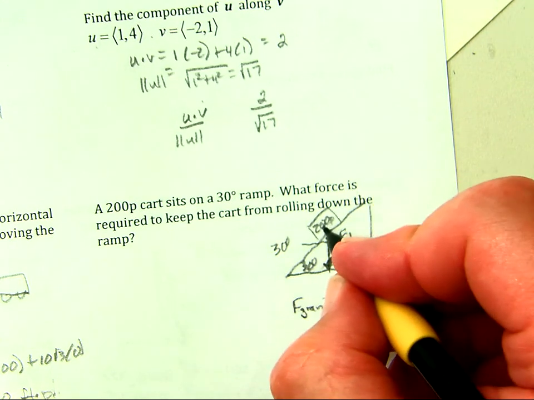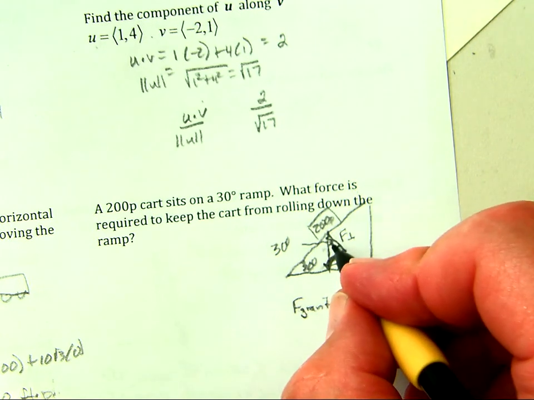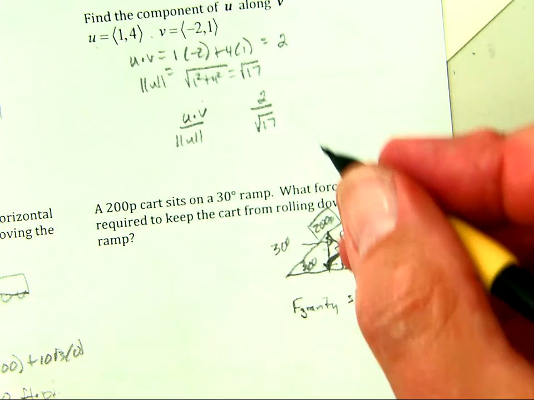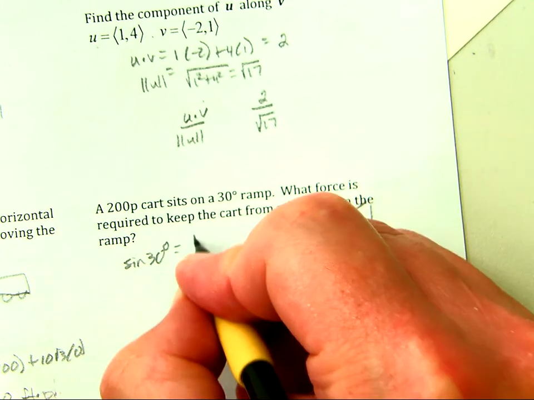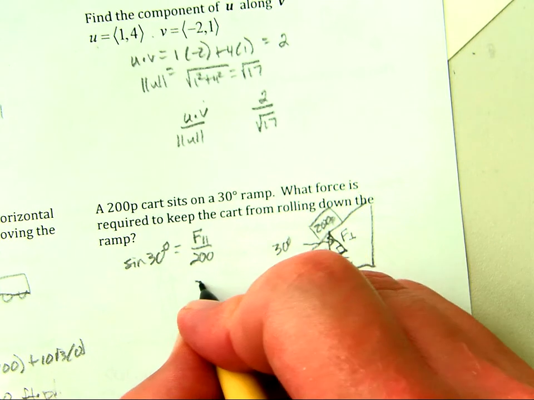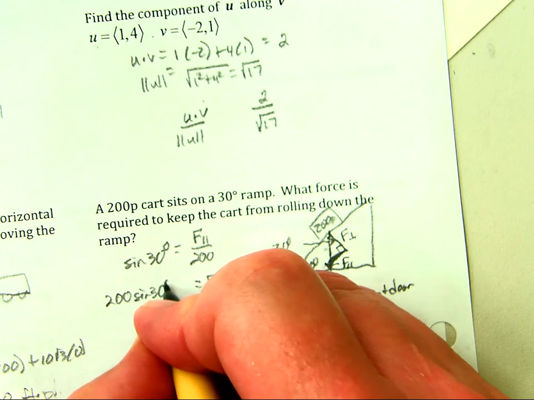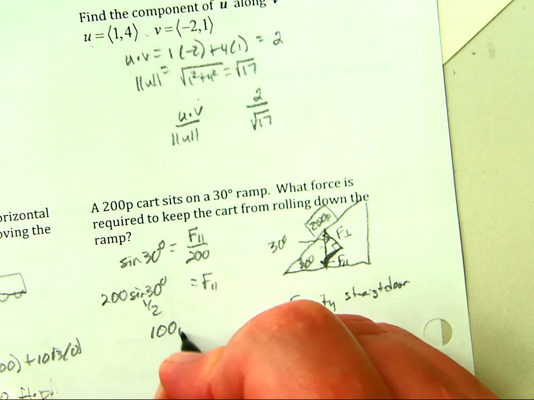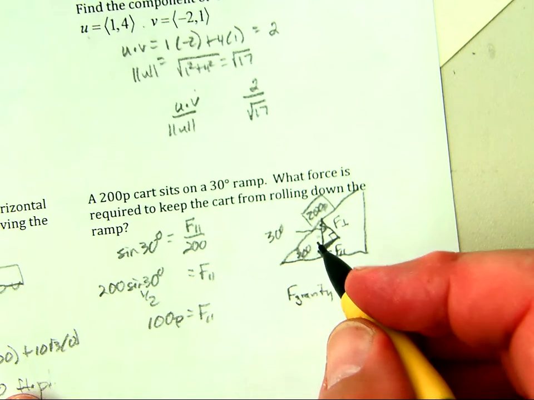Looking at our picture, if that's going straight down, our hypotenuse is 200. From that angle, the force parallel is opposite. The hypotenuse is 200, so that sounds like sine. So the sine of 30 degrees equals opposite, which is the force parallel we want to find, over the hypotenuse, which is 200. So our force parallel is 200 sine of 30. The sine of 30 is a half, so that's 100 pounds. You would have to push up on that ramp with 100 pounds of force to keep it from rolling down.